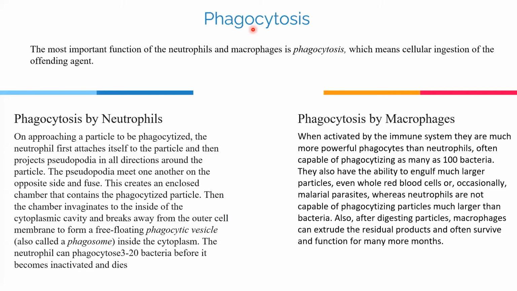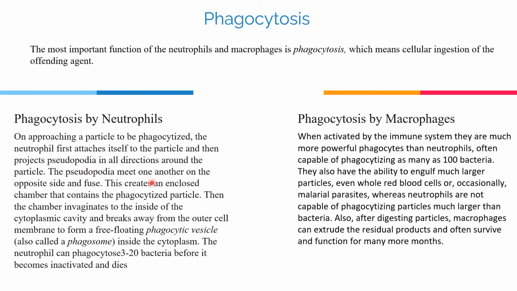So we'll look into the phagocytosis by neutrophils and macrophages a bit more deeply. As we know, phagocytosis is the cellular ingestion of an offending agent or foreign object. So essentially, the neutrophils and macrophages engulf the foreign object and digest it inside themselves. But there are some differences between phagocytosis done by neutrophils and by macrophages. On approaching a particle to be phagocytized, the neutrophil first attaches itself to the particle and then projects pseudopodia in all directions around it.